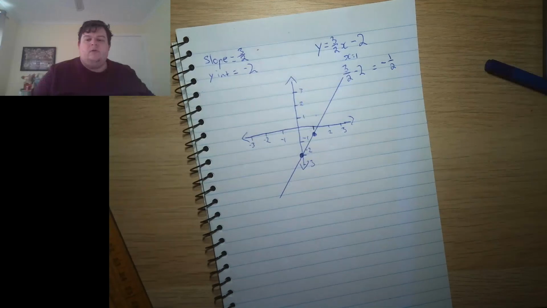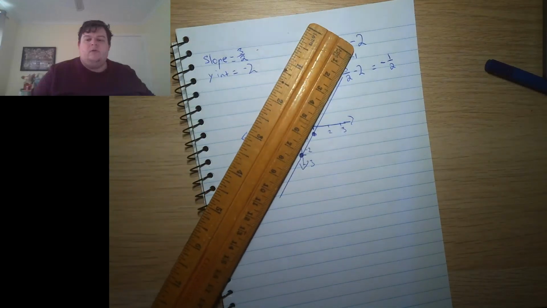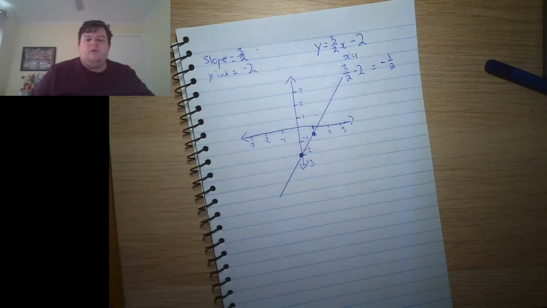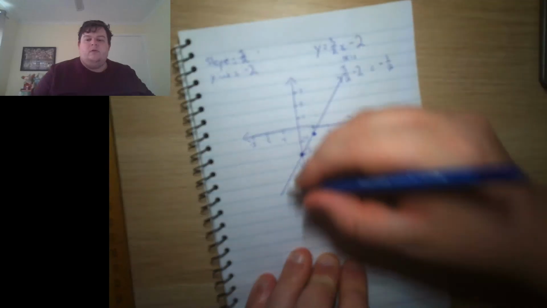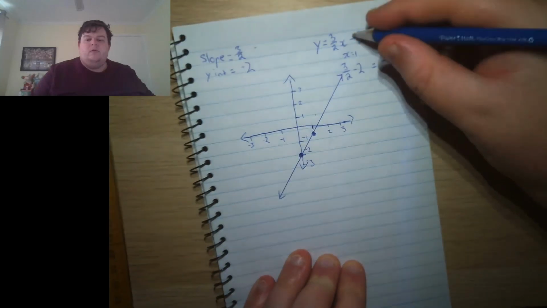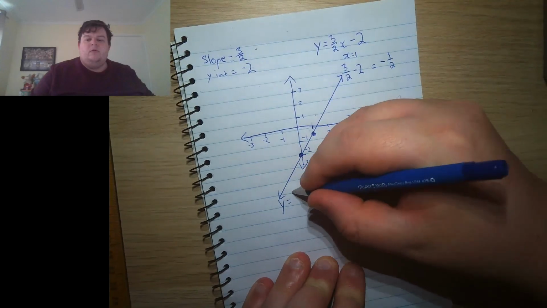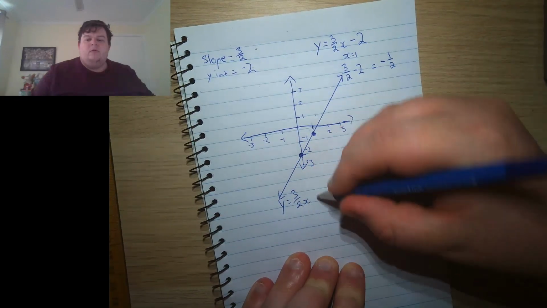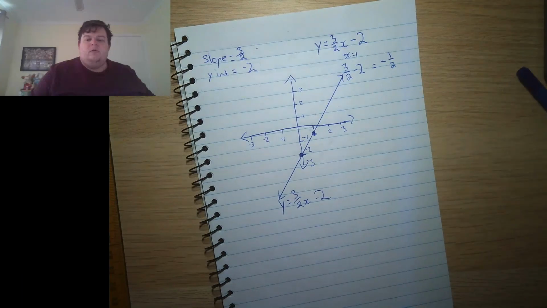Alright, so before I pulled the camera out, I drew a straight line through those 2 points, put some arrows on the end, and you label it y equals 3 over 2x minus 2, and you're done.